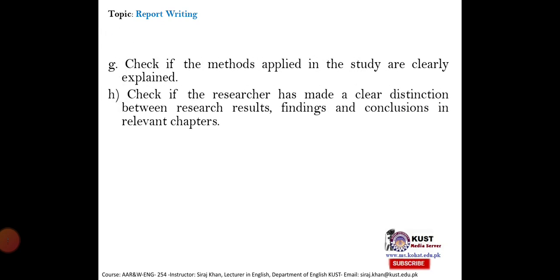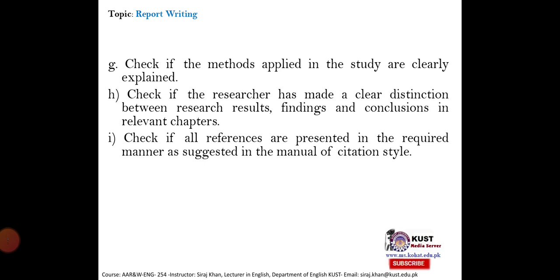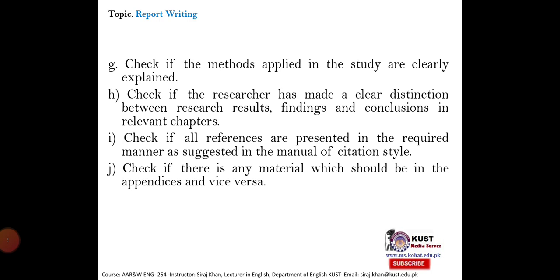Check if the methods applied in the study are clearly explained. So your methodology must be clear, and the researcher has made a clear distinction between research results, findings, and conclusions in relevant chapters. Check if all the references are presented in the required manner as suggested in the manual of citation style. Check if there is any material which should be in the appendices and vice versa. You need to check that.